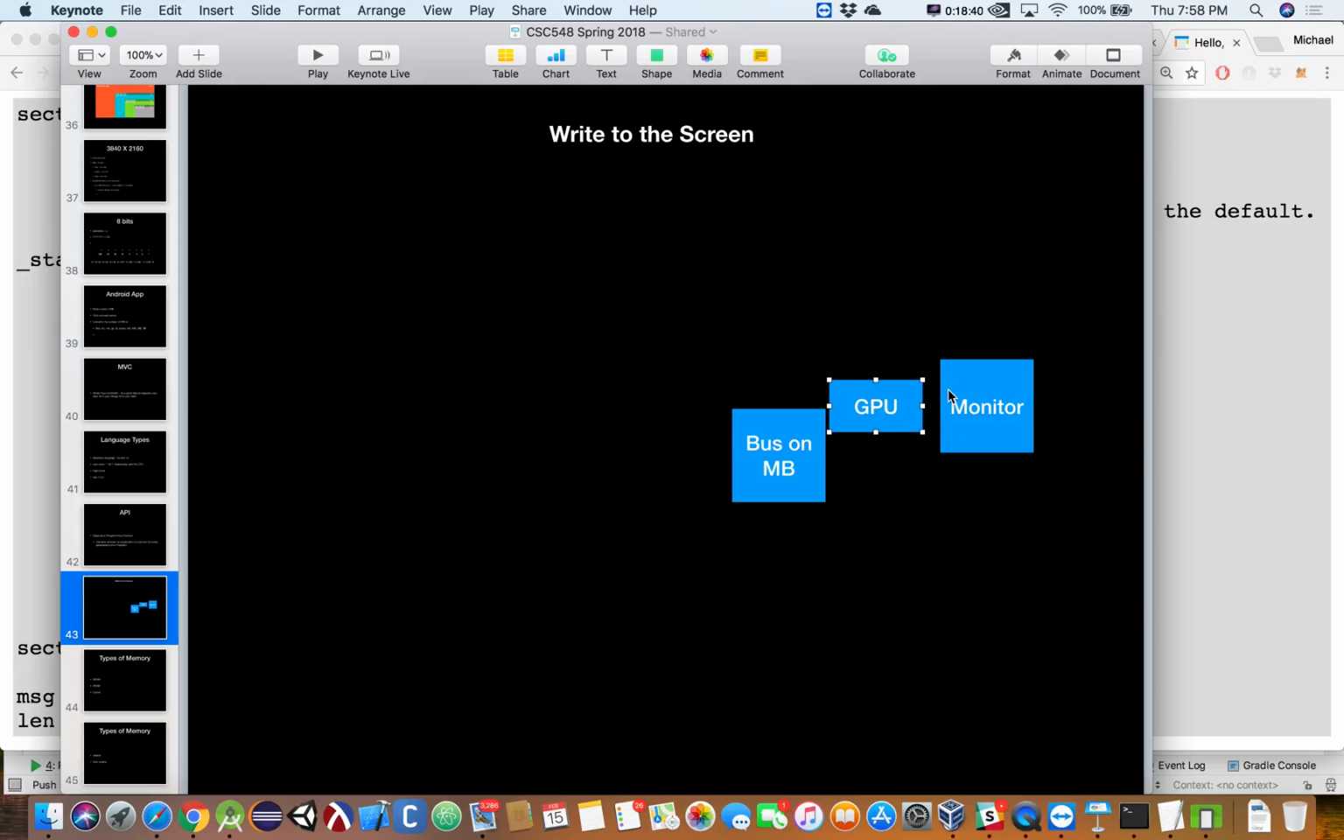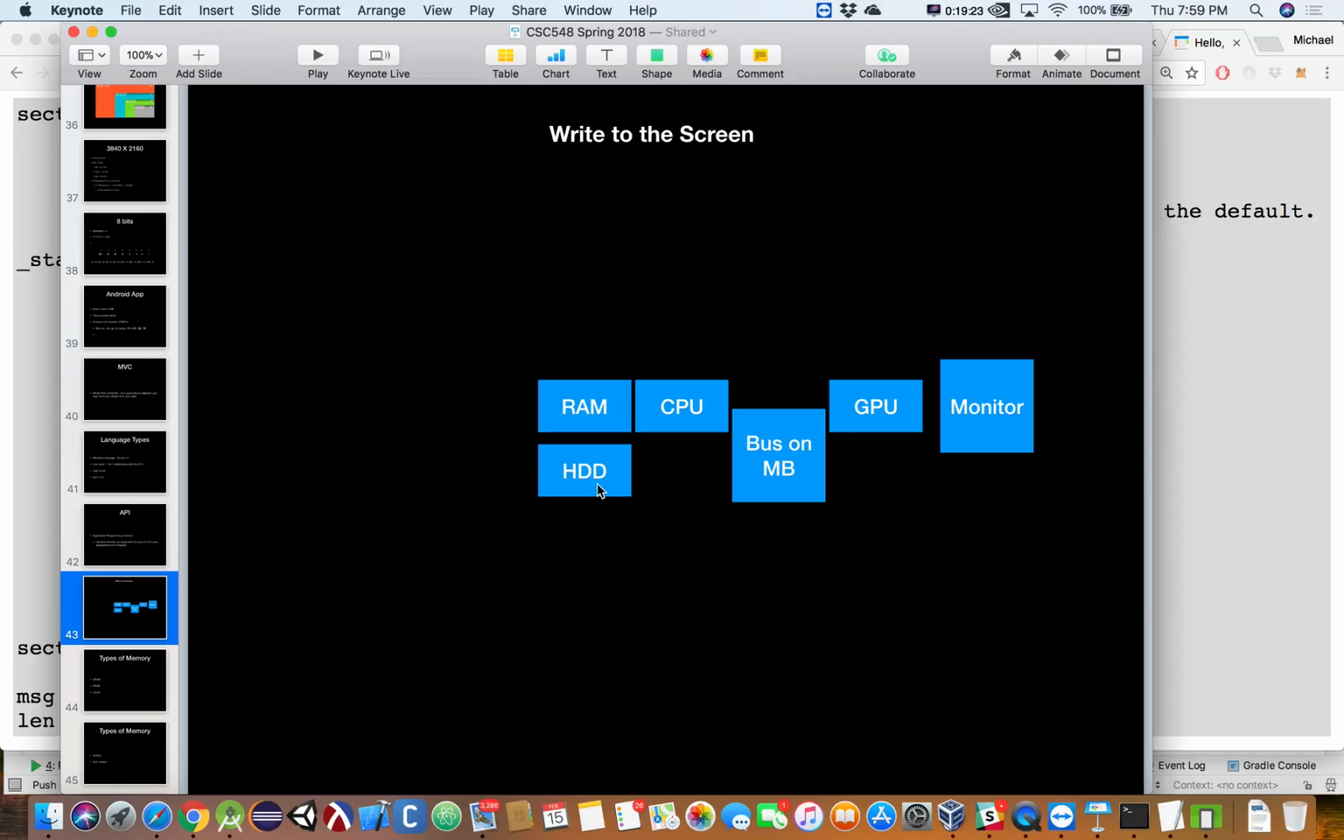So that means the GPU is going to have to feed this guy the right kind of signals to make things light up. Well, who's going to feed the GPU the information it needs? Well, probably the CPU. All right, and who feeds the CPU the instructions? System RAM. Okay, and where does RAM get its instructions? From the hard drive.